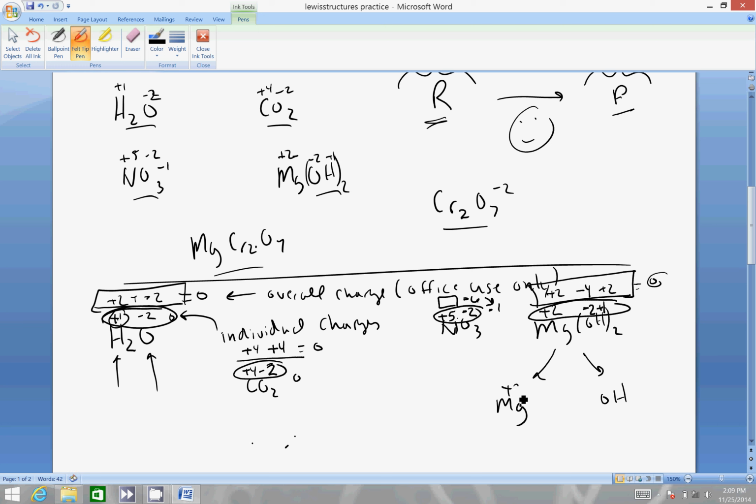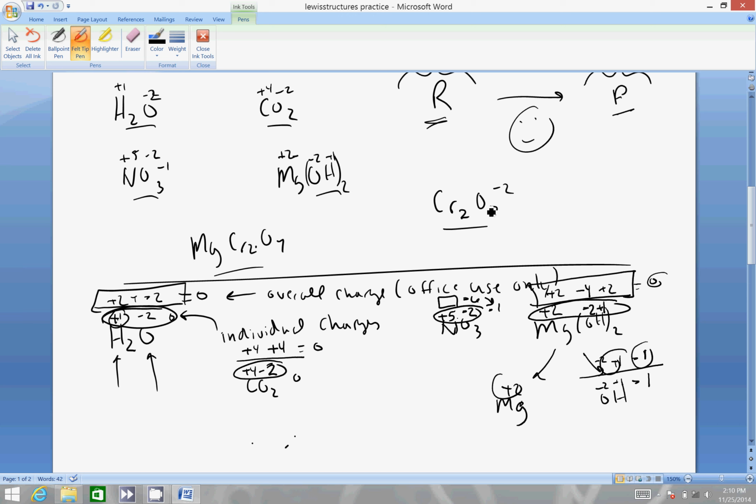This guy is always going to be +2 because of its ionic charge. This guy has a polyatomic charge of -1. Alright, so now my total charge equals -1. Again, -2 +1 +1 -2, and it equals -1. So same charges. Whenever I have a polyatomic ion, I can separate out on my own.